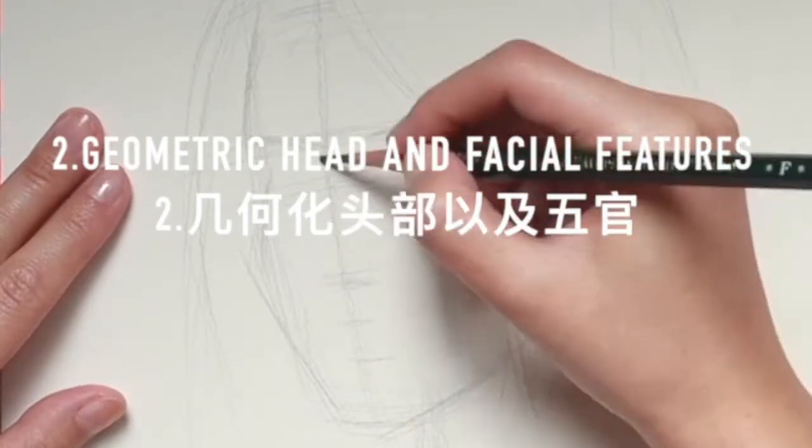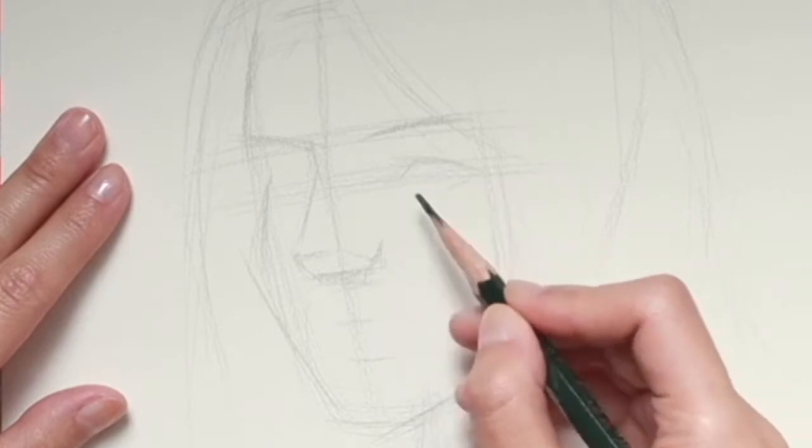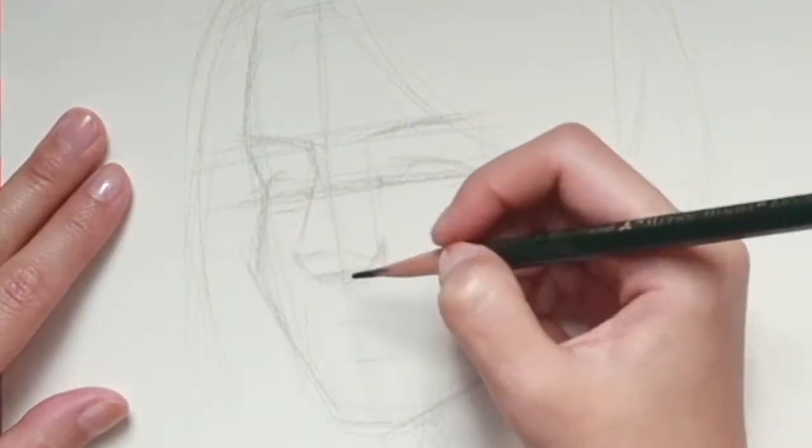Second, geometric head and facial features. Try to imagine the skull and the facial features as simple geometry.